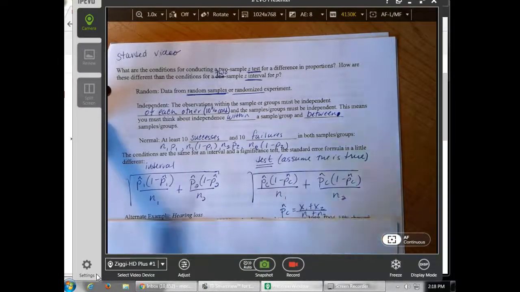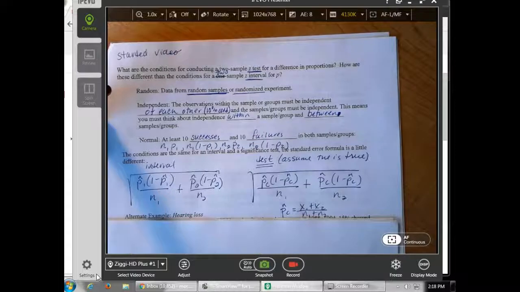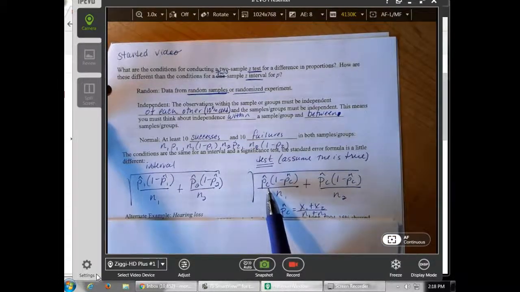So that's the only thing that changes between the two different formulas. The interval uses p-hat sub 1 and p-hat sub 2, whereas the test of significance has to assume the null is true, and that's when you know to shift and use a different p, and it's going to be the p-hat combined.